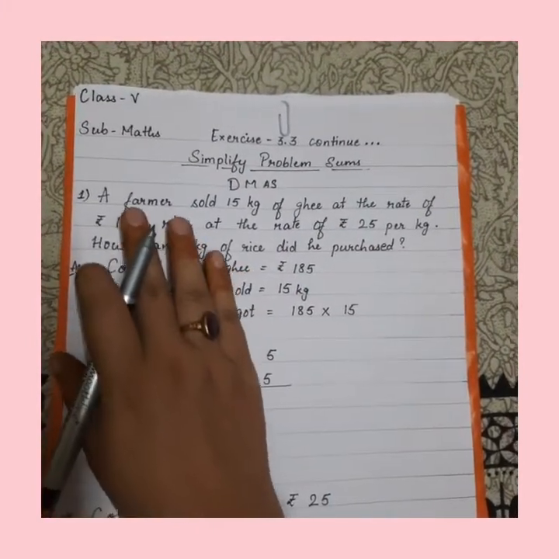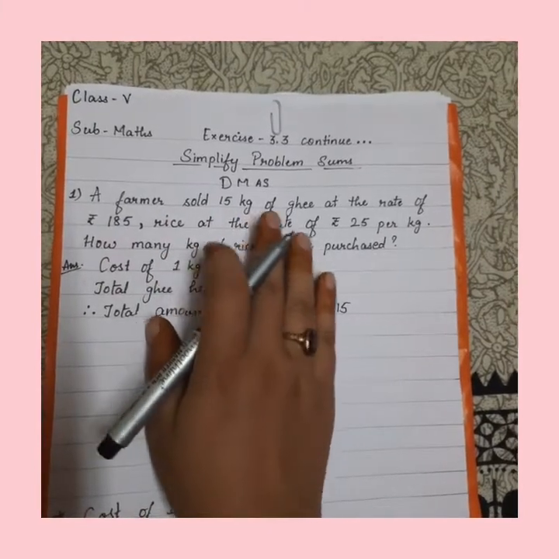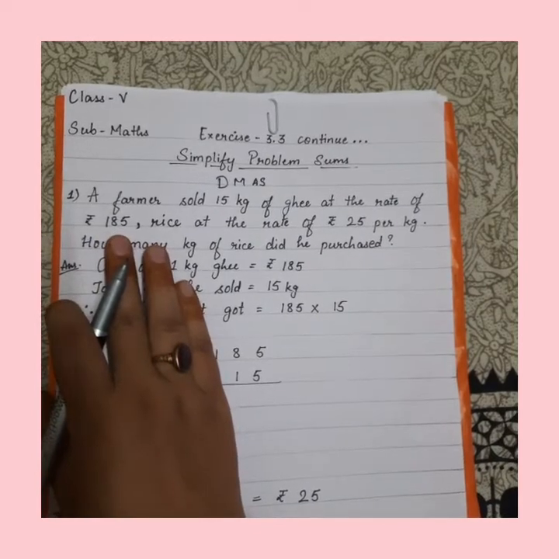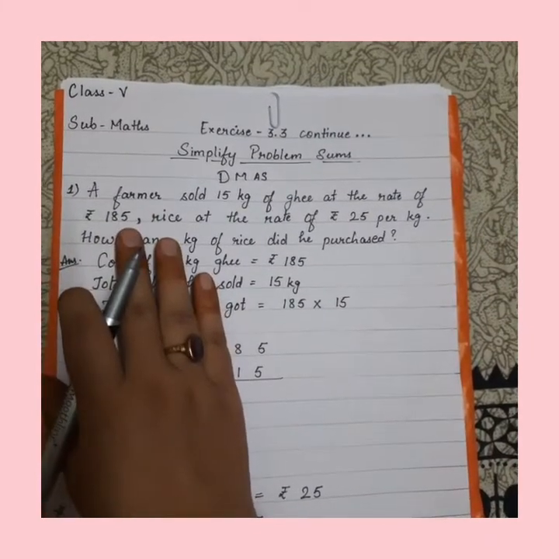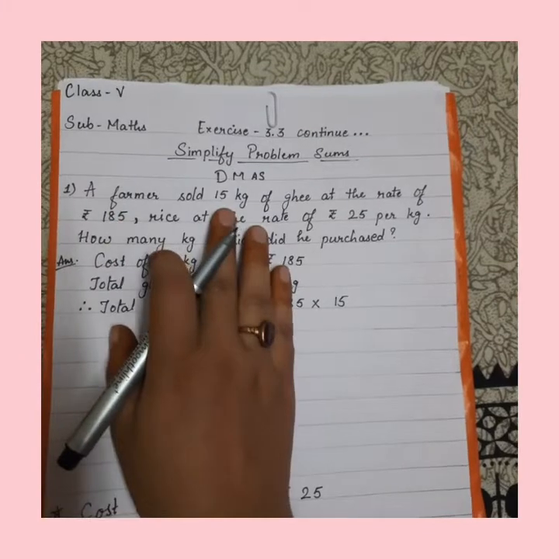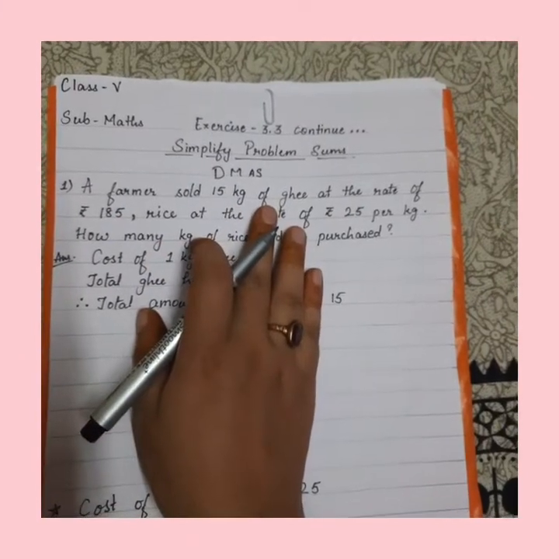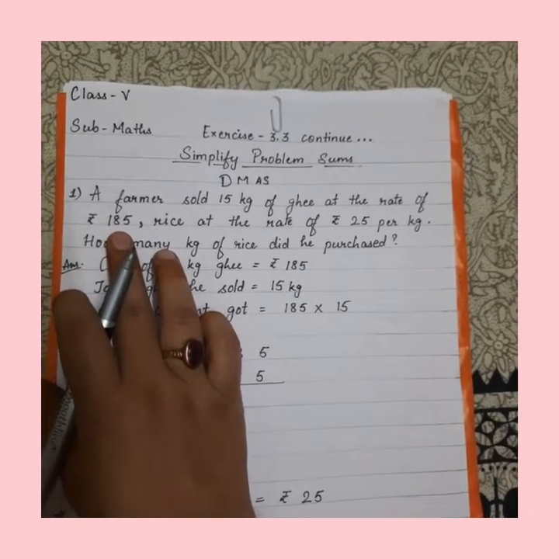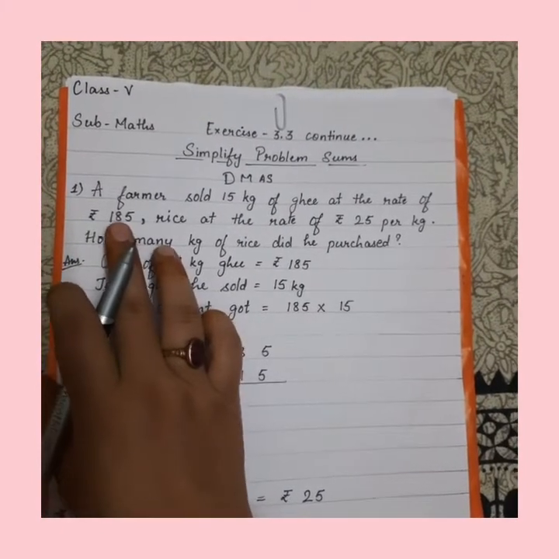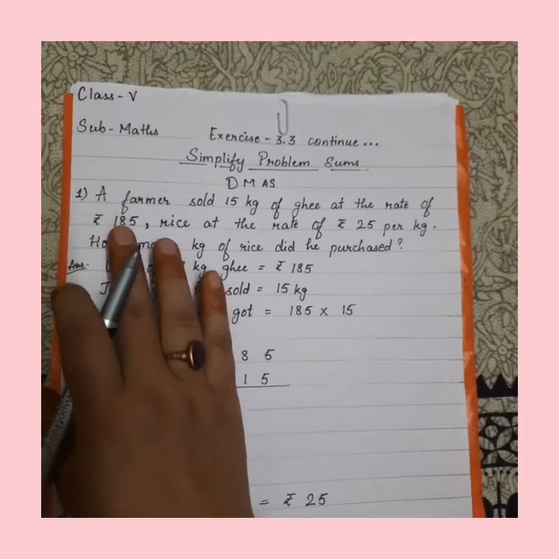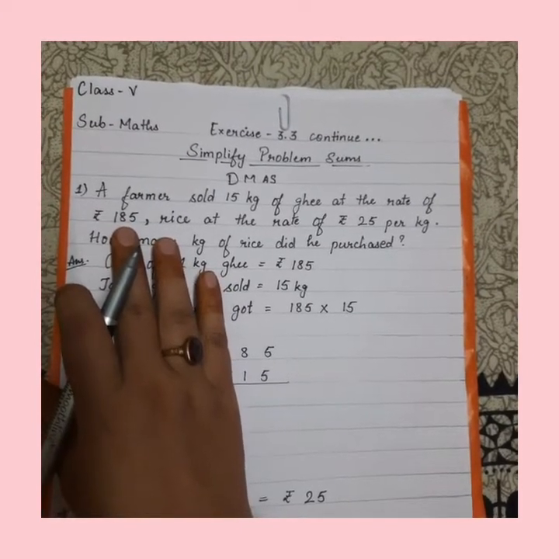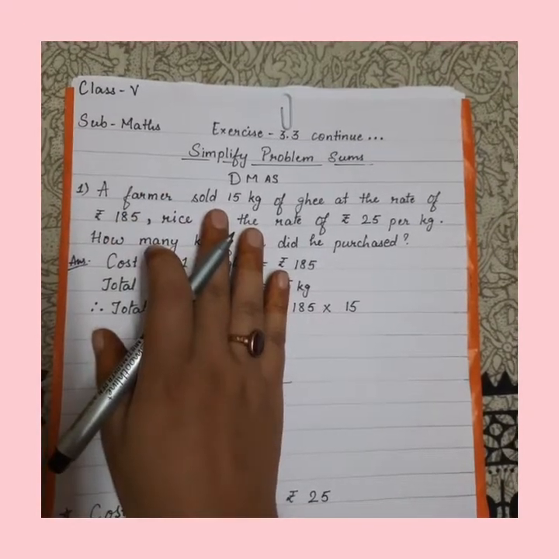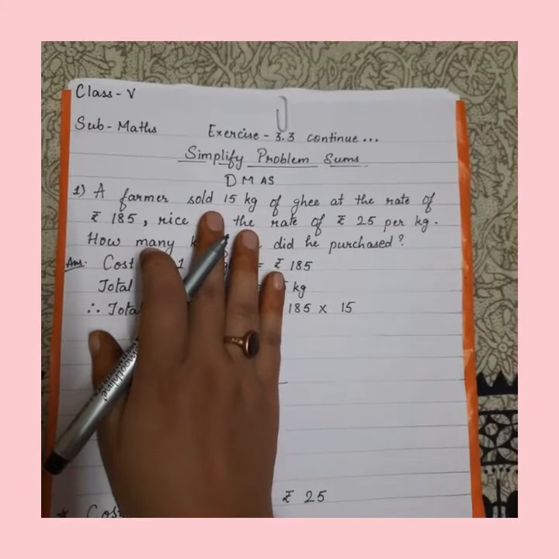First question is, a farmer sold 15 kg of ghee at the rate of rupees 185. What is the farmer doing? He is selling 15 kg of ghee at the rate of rupees 185. Means for 1 kg ghee he is taking 185 rupees. So how much he is getting by selling 15 kg, that we don't know.